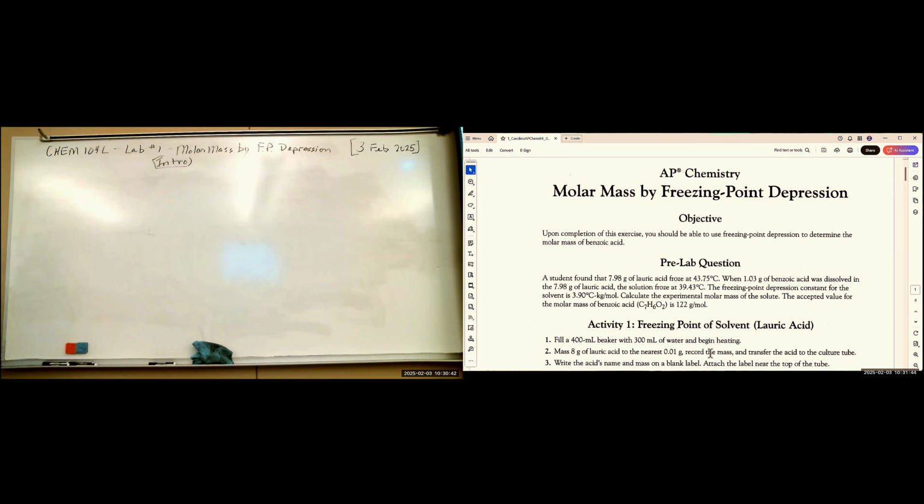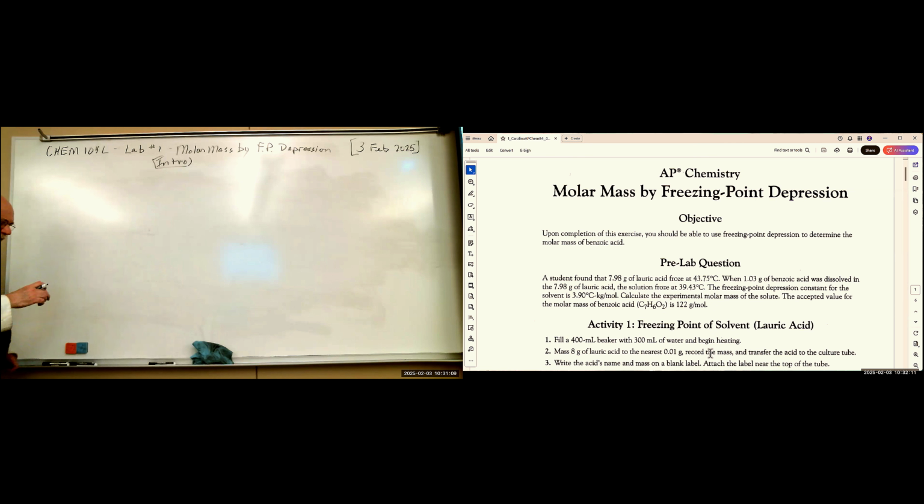Rather than try to determine the melting point of our solvent in our solution by taking the solid and going to the liquid, we're going to go the other direction. We're going to make it liquid and watch the temperature, record the temperature as it decreases until it freezes.